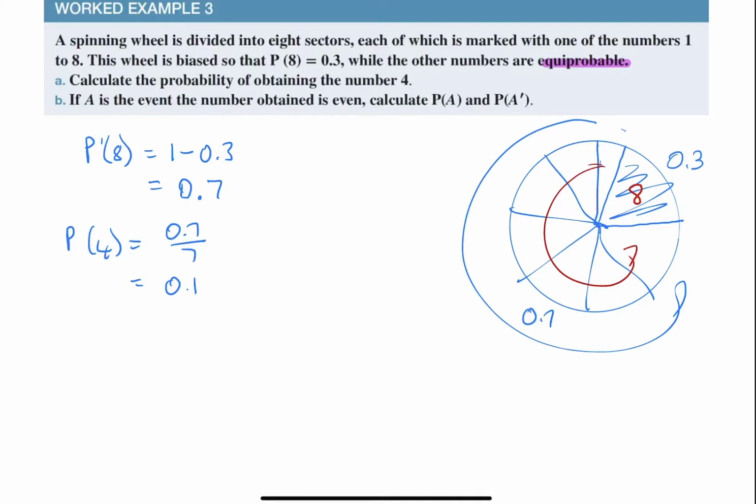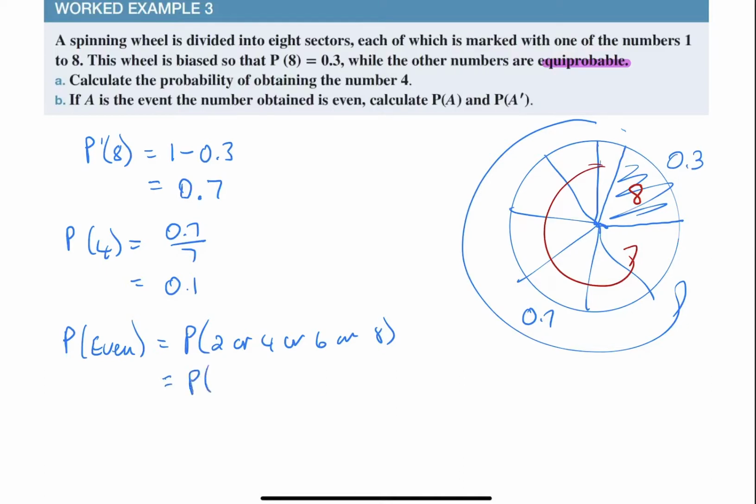Where are we? If A is the event the number obtained is even, calculate P(A) and P(not A). Okay, so having an even number. If I have 1 to 8, the probability of getting an even number will be the probability of getting either a 2, or a 4, or a 6, or an 8. Because they're mutually exclusive, you can only get one of them. If you spin the spinner, you can't get this one and this one. So they are what we call mutually exclusive.